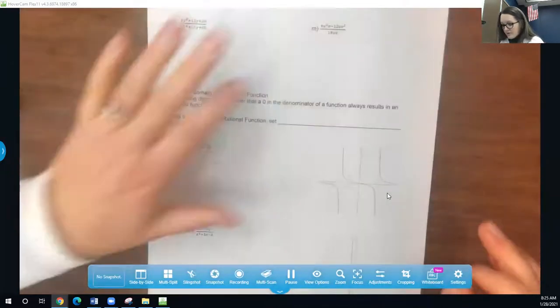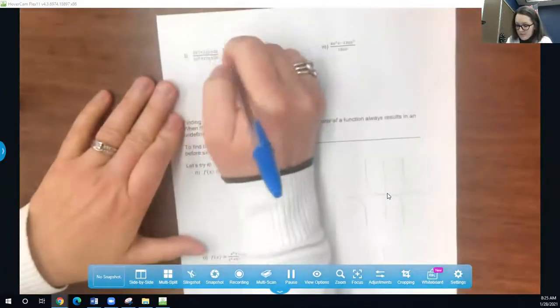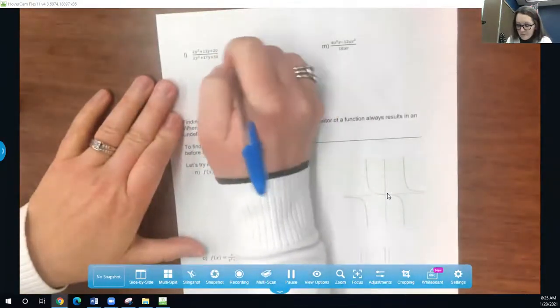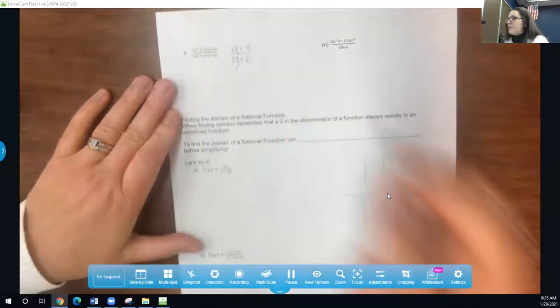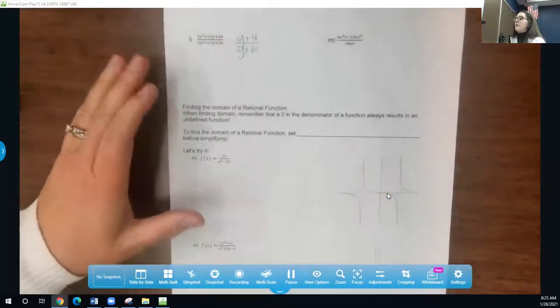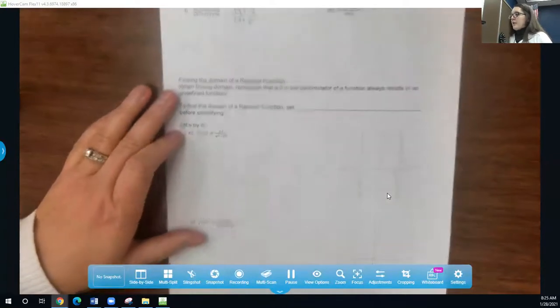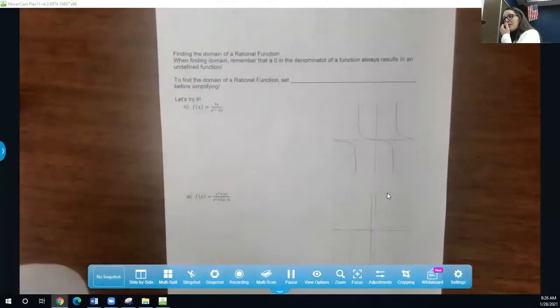So I'll let you do letter M. This one was y plus 4 divided by y plus 6. Make sure you fill in your work for that one. All right, so let's move on to finding a domain. We talked about doing that just a second ago.